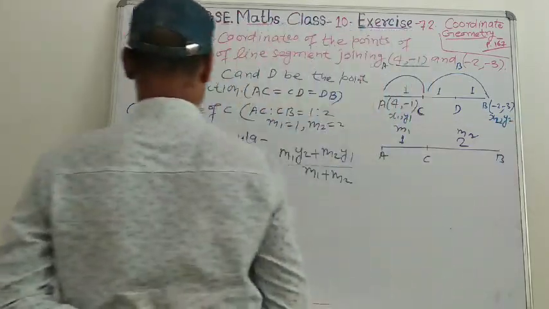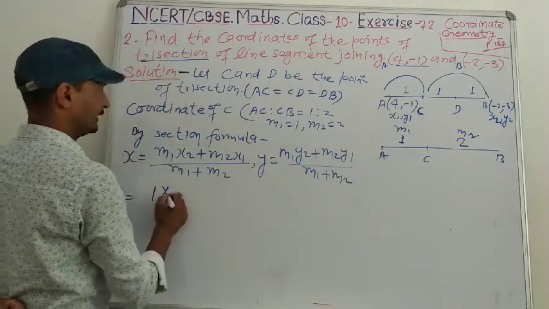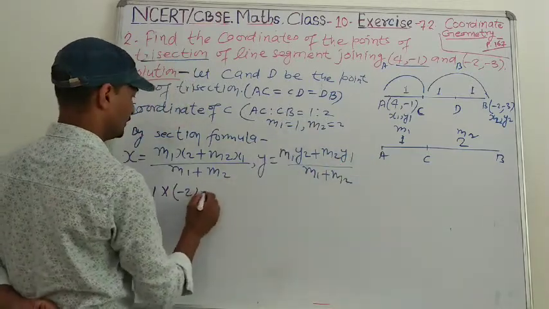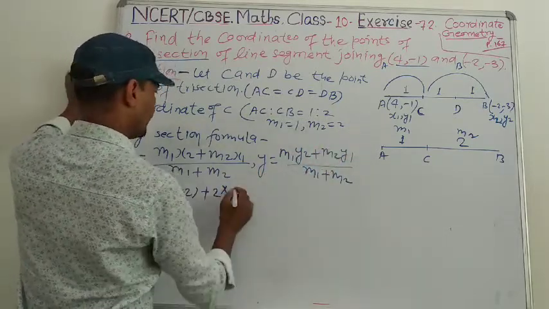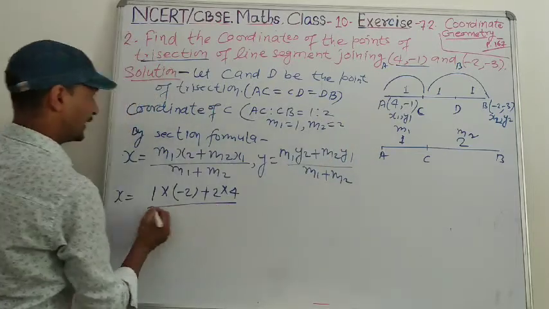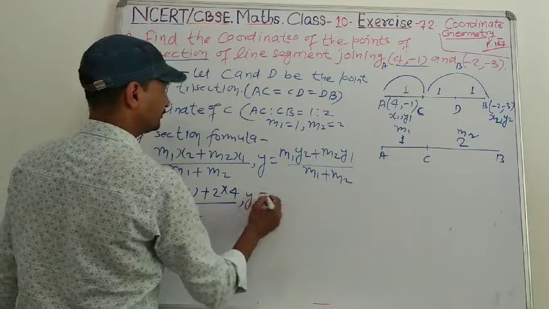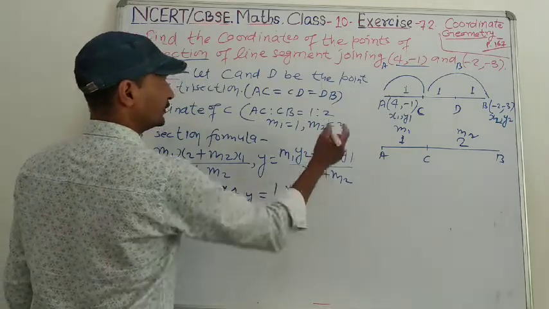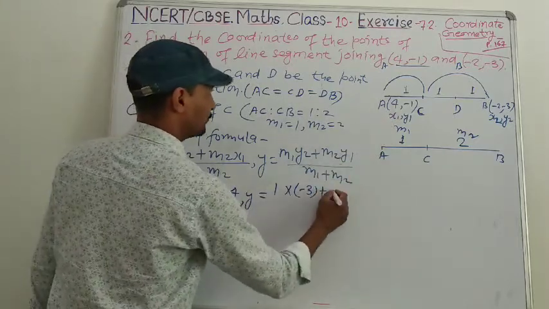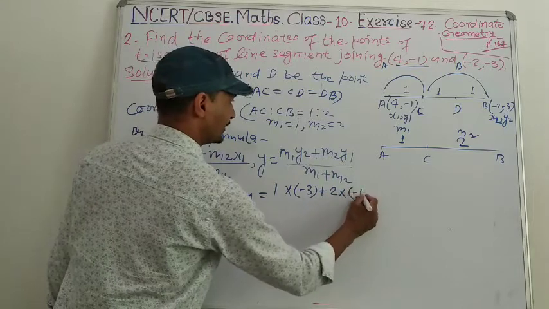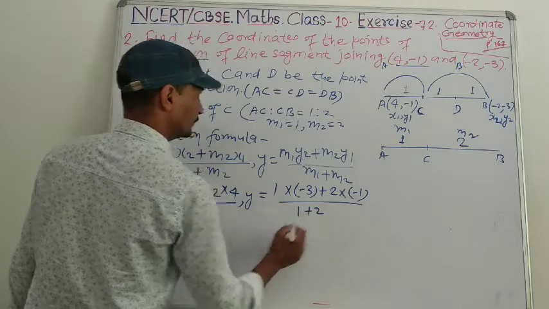Now x equals M1, which is 1, times x2, which is -2, plus M2, which is 2. All things are there. x1 we write as 4, by M1 plus M2, 1 plus 2. For y, M1 is 1, y2 is -3, see there y2 is -3, plus M2 is 2, y1 is -1, by M1 plus M2, 1 plus 2.